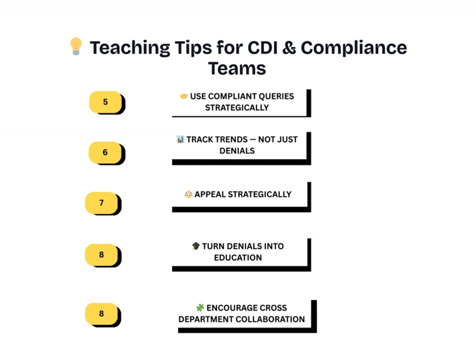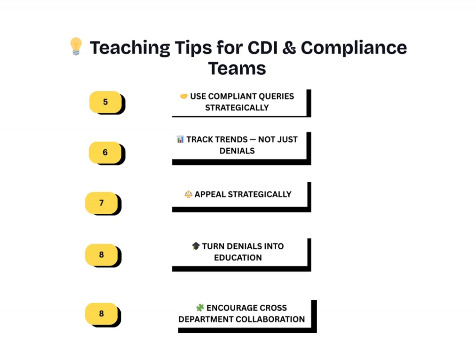6. Track trends, not just denials. Monitor A. Common denial reasons. B. Frequently challenged DRGs. C. Providers or service lines with repeat issues. Use RAC data to drive targeted education, not blame.